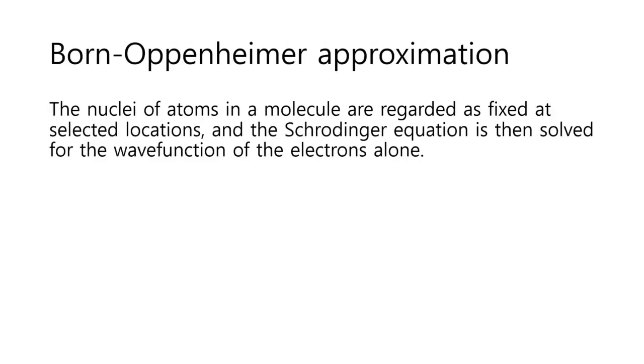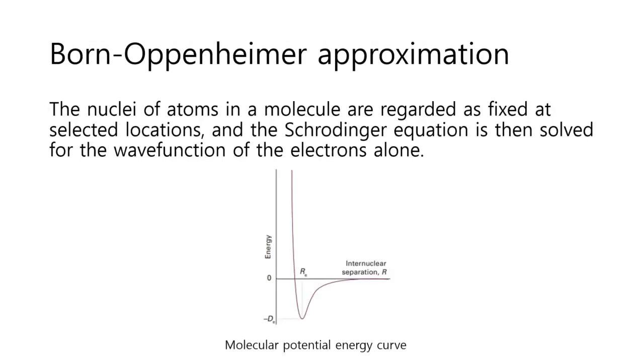First is the Born-Oppenheimer approximation. The Born-Oppenheimer approximation allows us to select an internuclear separation in a diatomic molecule and then to solve the Schrödinger equation for the electrons at that nuclear separation. Then, we choose a different separation and repeat the calculation, and so on. In this way, we can explore how the energy of the molecule varies with bond length and obtain a molecular potential energy curve like this.